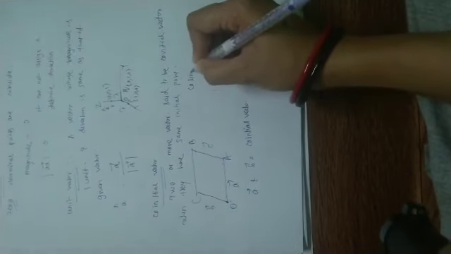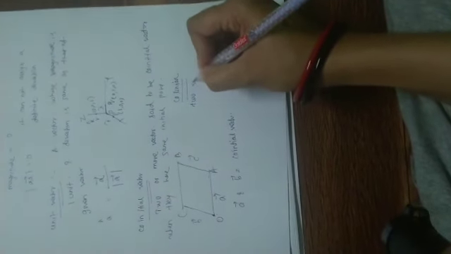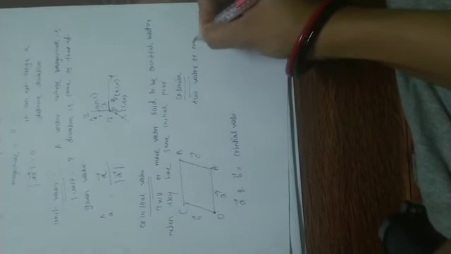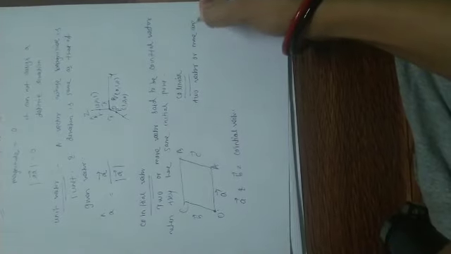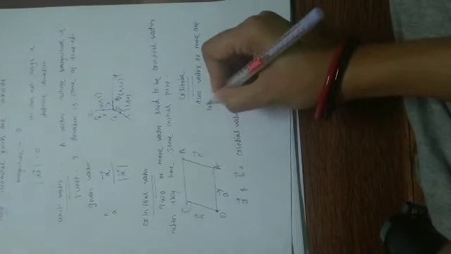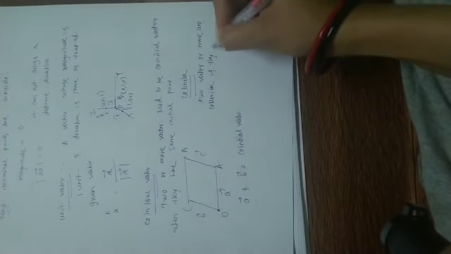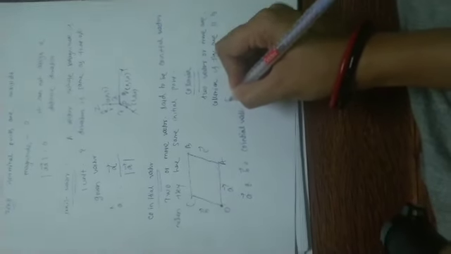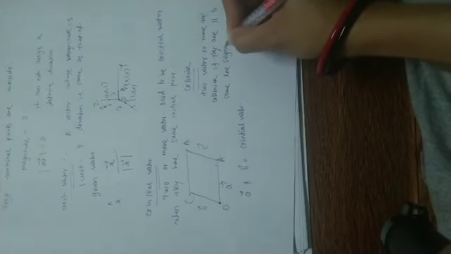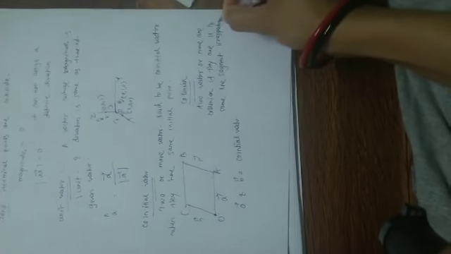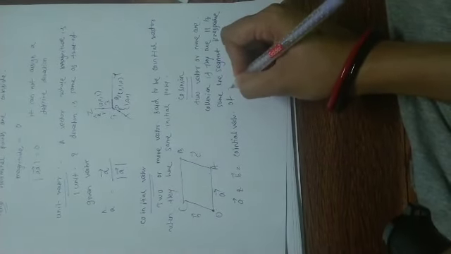Now we'll discuss the collinear vector. Two or more vectors are said to be collinear if they are parallel to the same line segment, irrespective of their magnitude and direction.